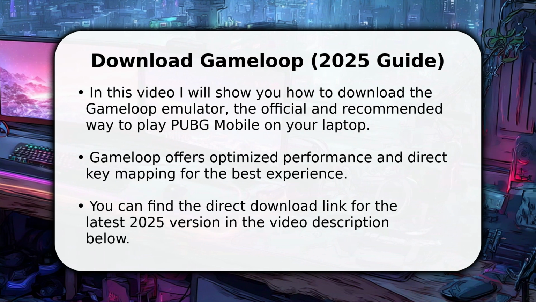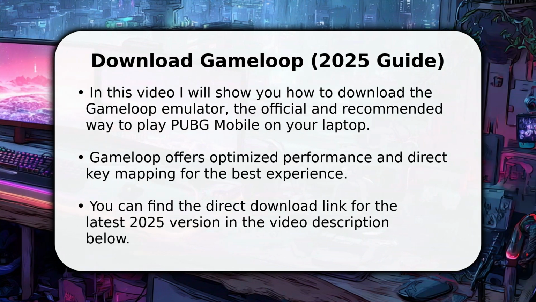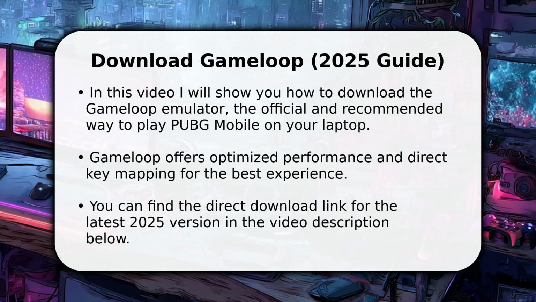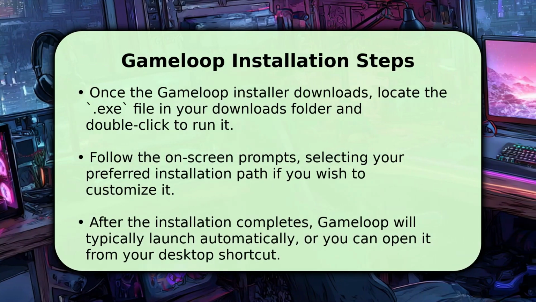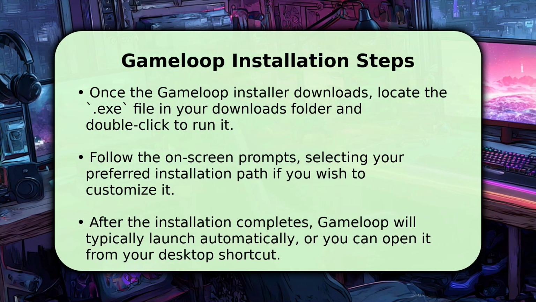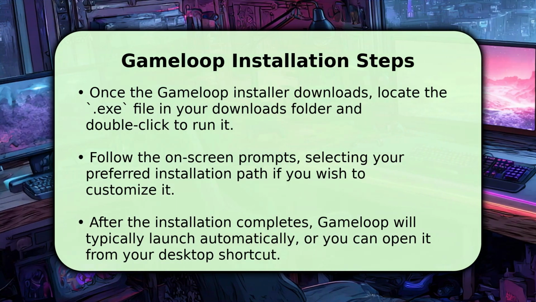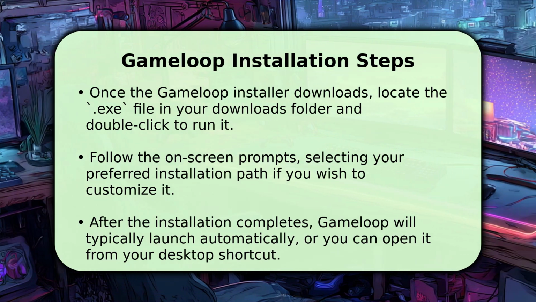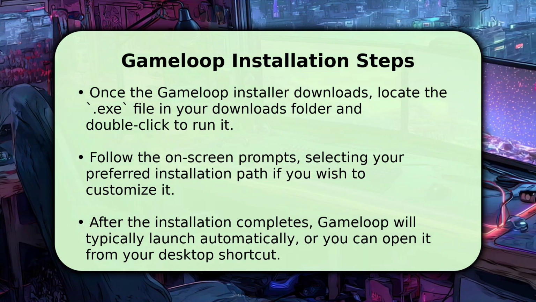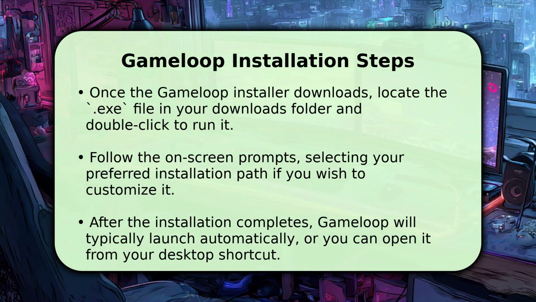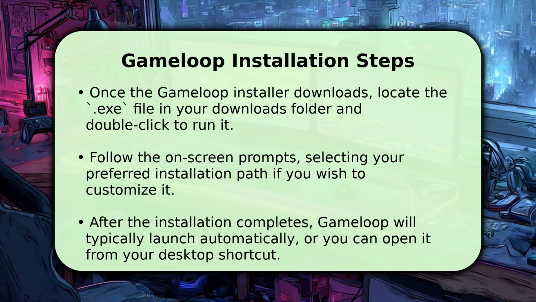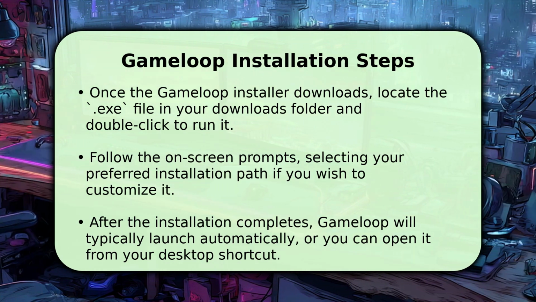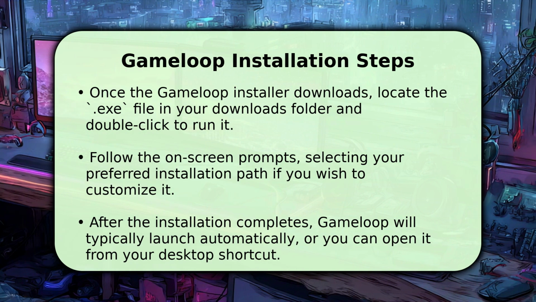Always download from the official source to guarantee you get the latest, most secure version for your system on your laptop. After downloading the installer, simply double-click the exe file to begin the setup process. You'll see a few straightforward prompts guiding you through the installation. Most users can just click Install and let it handle everything, but you can choose a custom installation directory if you prefer. This process usually takes around 2-3 minutes to complete.